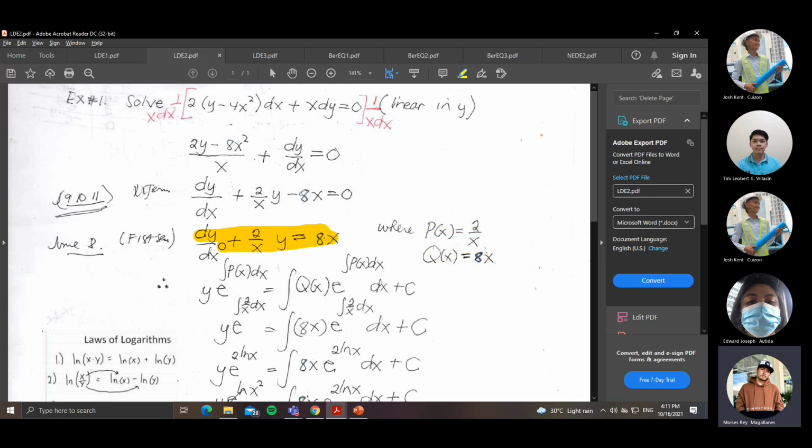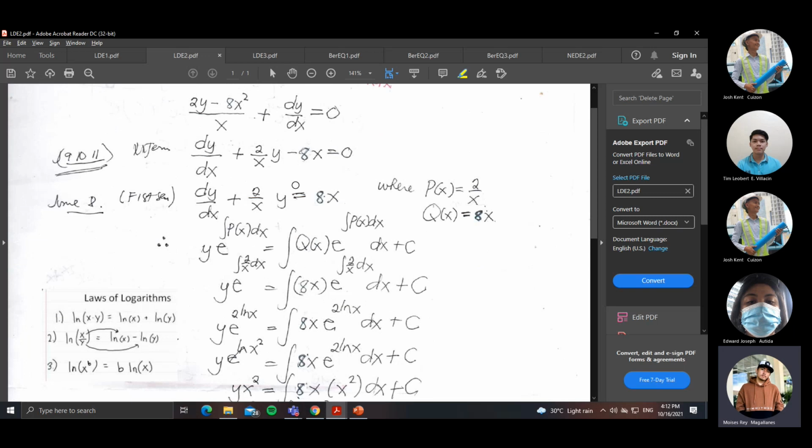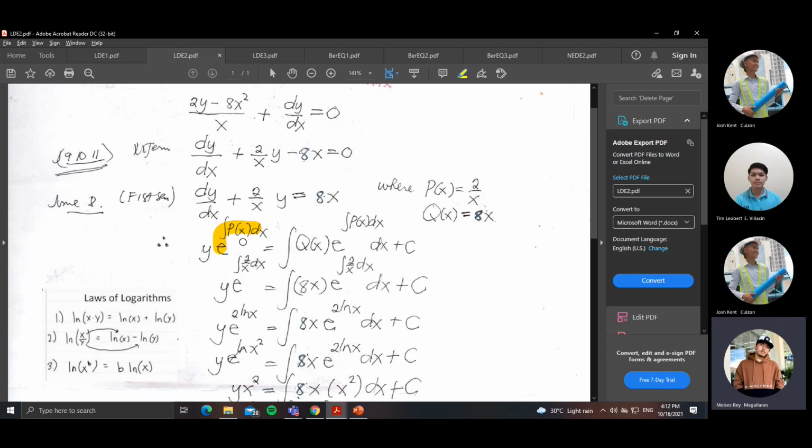Since we now have the standard form, we can get the general solution. So our general solution is this. This is linear in y, so y comes first. Then e raised to the power of the integral of p of x dx, times y, equals the integral of q of x times e raised to the power of the integral of p of x dx, plus c.